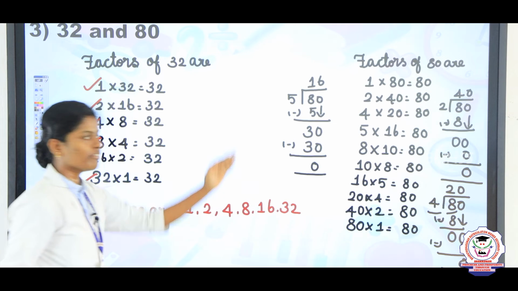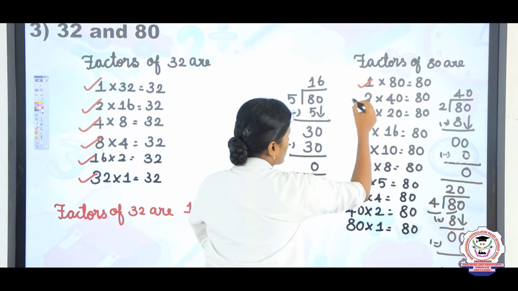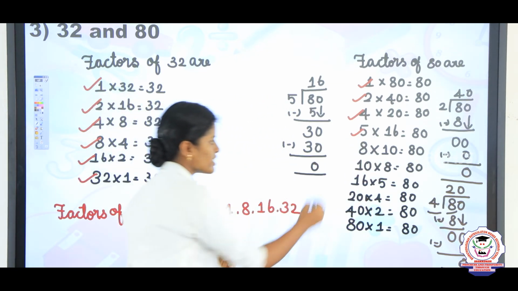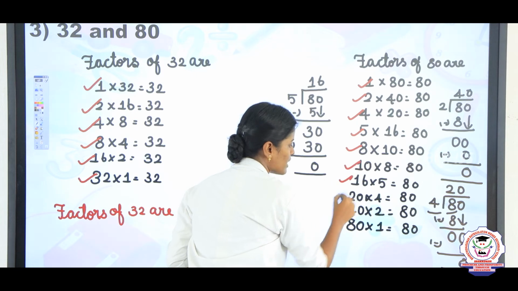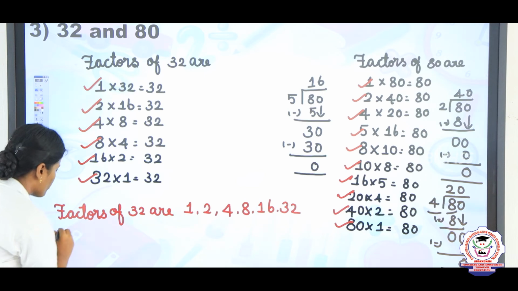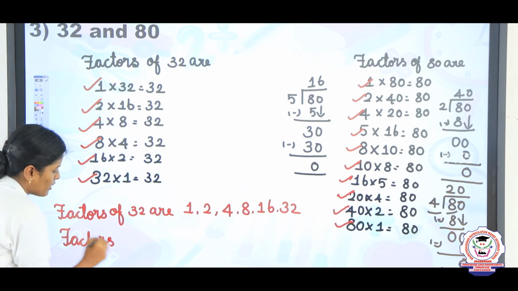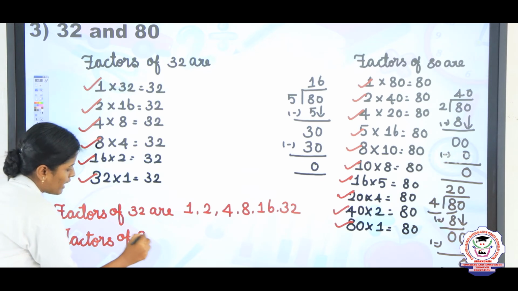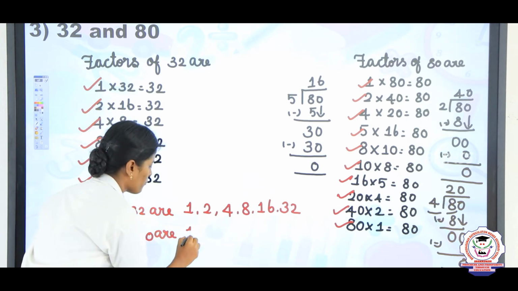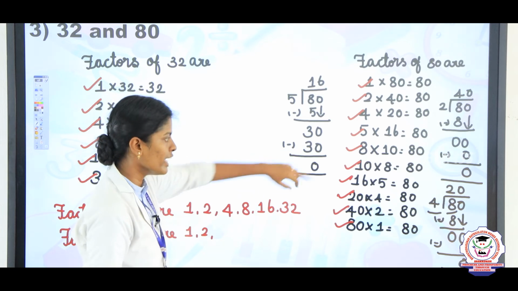Next, we are going to write the factors of 80. Here, the factors of 80 are 1, 2, 4, 5, the next one is 8, 10, 16, 20, 40 and then 80. Right? So the factors of 80 are 1, 2 and the next one is 4, 5, 8.